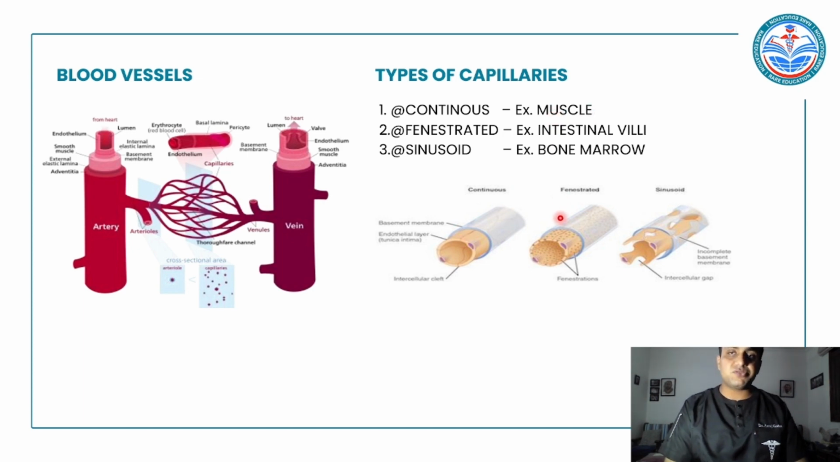Now, fenestrated. In fenestrated, the basement membrane is still continuous, but the endothelial layer has a lot of holes. It looks like a chutney. It is basically called fenestrations in scientific language. This is found inside the intestinal villi. And last but not the least, the sinusoidal, in which even the basement membrane and the endothelial layer have a lot of disruptions for the passing of big cells. Basically this is present inside the bone marrow.